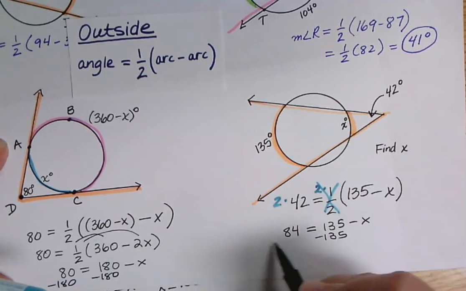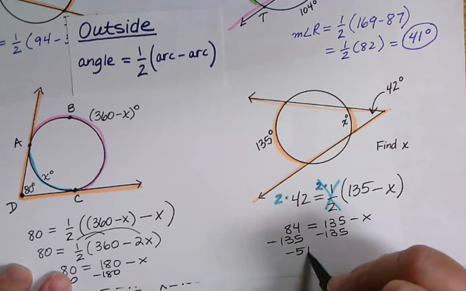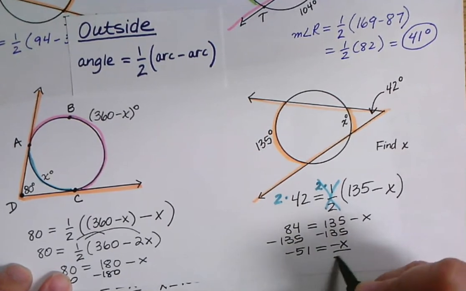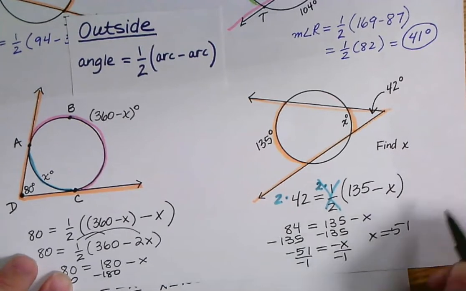So I can subtract. I don't know what that is off the top of my head. That's negative 51. And that's negative x. Divide or multiply both sides by negative 1, and we get x is 51.